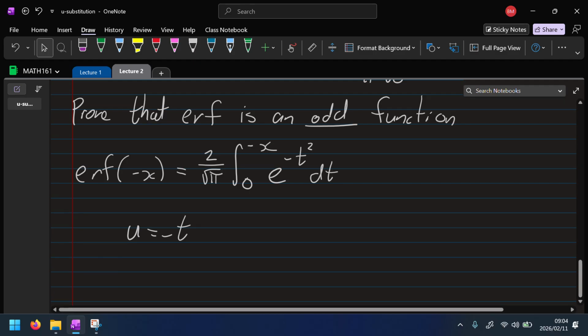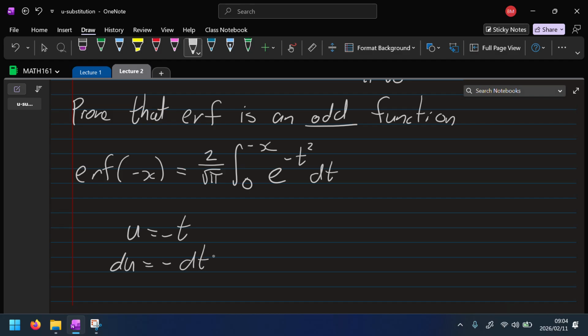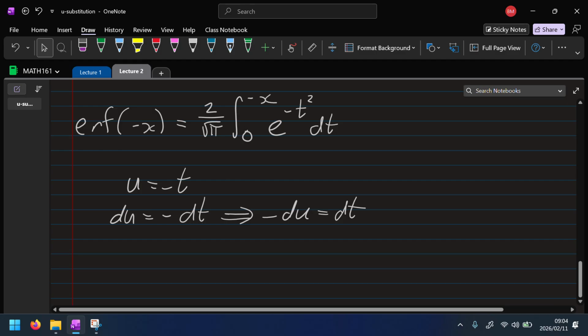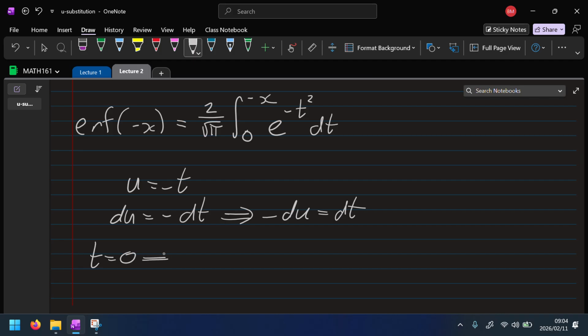So let's see if this works. We're going to have to find the du. So du is minus dt. Take the minus over to the other side. So minus du equals dt. Yeah, but it's definite, so we need to change the bounds. So the bottom bound is t equals 0. If we substitute t equals 0, u equals 0, so that stays the same. And if we say t equals minus x, u equals minus x, so it's just x.